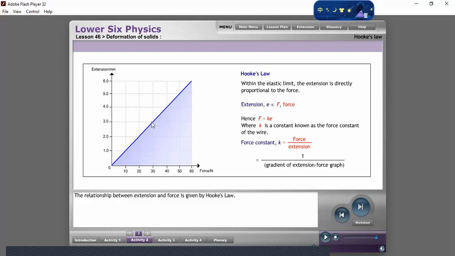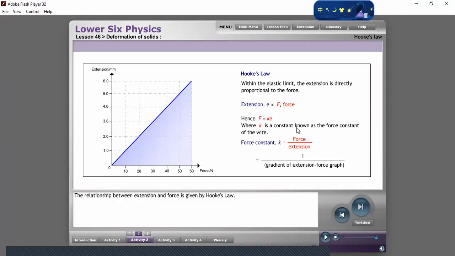So from here, according to Hooke's law, F is equal to kx, or F equal to ke. e is the extension of the elastic cord or elastic material. And k is the constant known as the force constant. What is meant by the force constant? Force constant actually is the stiffness.